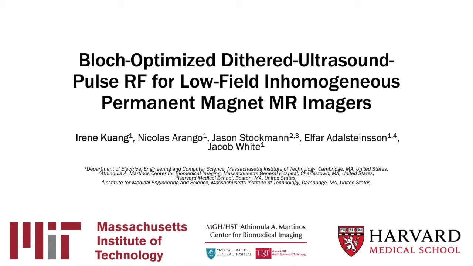Today, I will talk about Bloch-Optimized Dithered-Ultrasound-Pulse RF for low-field Inhomogeneous-Permanent-Magnet MR imagers.